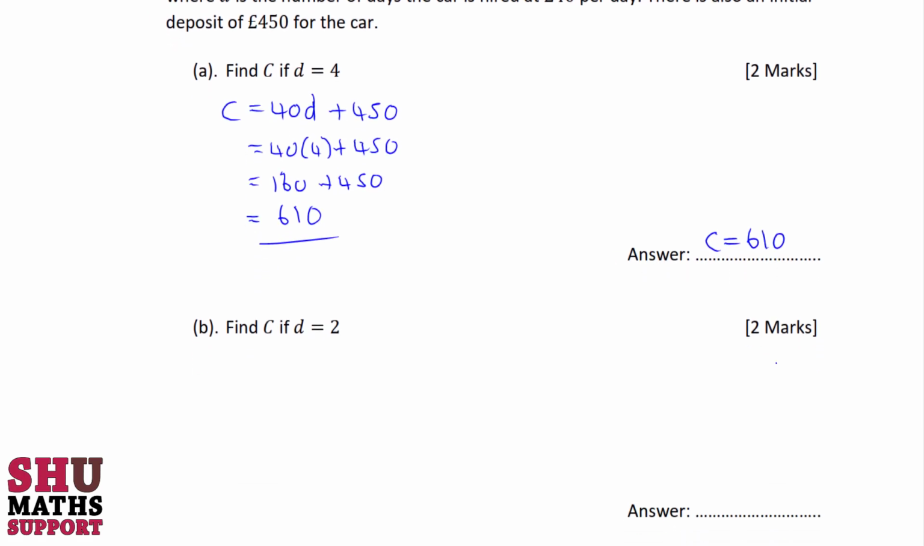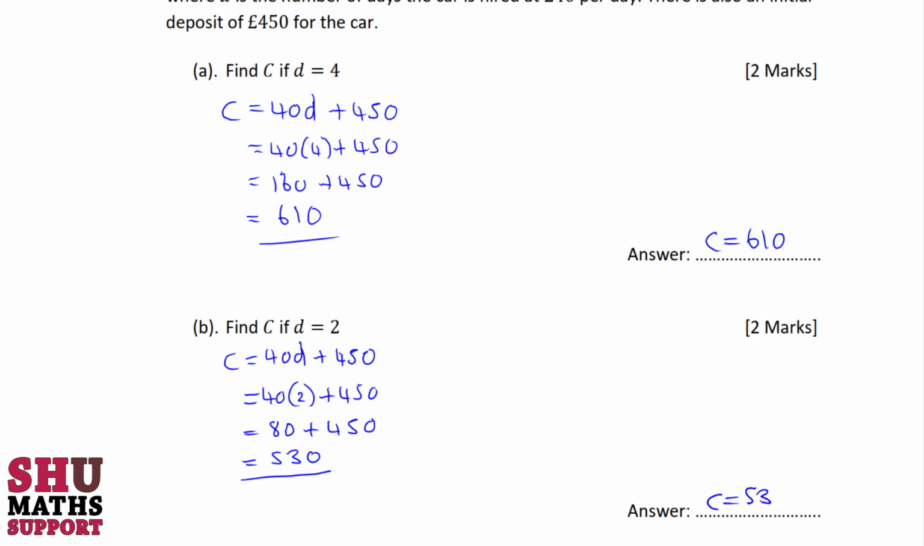Now part B asks us to find C if D was equal to 2 this time. So we essentially can just do the same thing again. So we have C is equal to 40D plus 450. And then this is equal to 40 times 2, because D is equal to 2, plus 450. And since 40 times 2 is 80, we have 80 plus 450. And 80 plus 450 is equal to 530. So C is equal to 530.